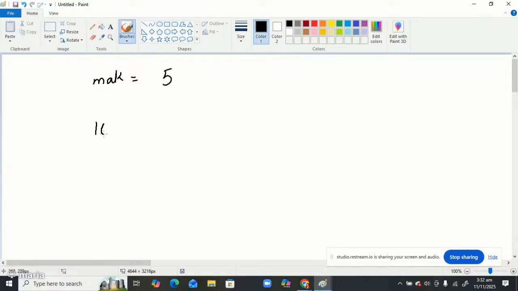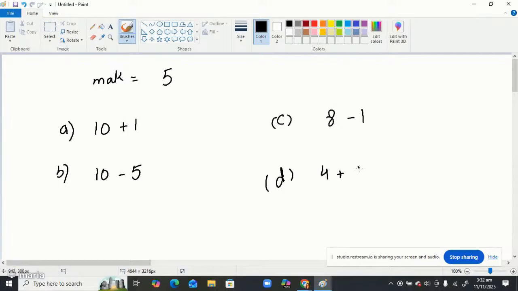First I'm going to write here 10 plus 1. I'm giving you some options here, okay? Then 10 minus 5. This is option B. Now the C option is 8 minus 1. And the option D is 4 plus 2. Here are some options. So you just solve each option separately and then write the answer.